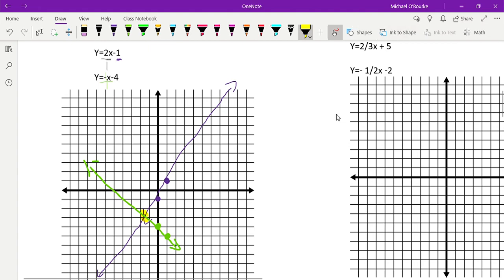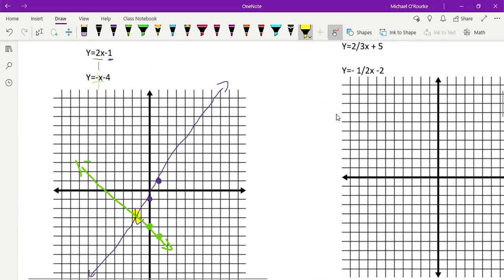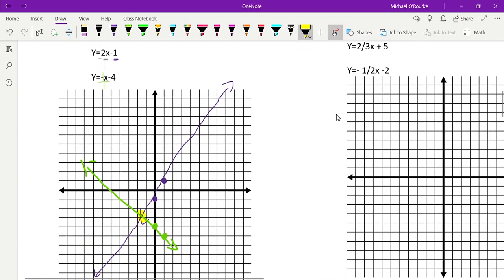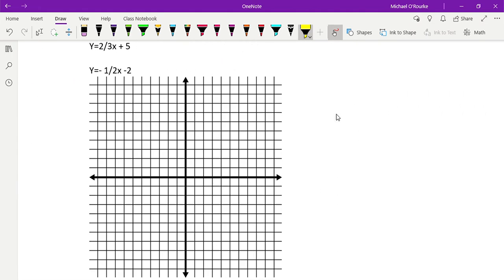All right. Let's do this one here. What would that be? About -2, -3. Yeah, that'd be right. Okay, I want you guys to graph this one. The slope is 2 over 3 for this one, and this would be -1 over 2 for this one.